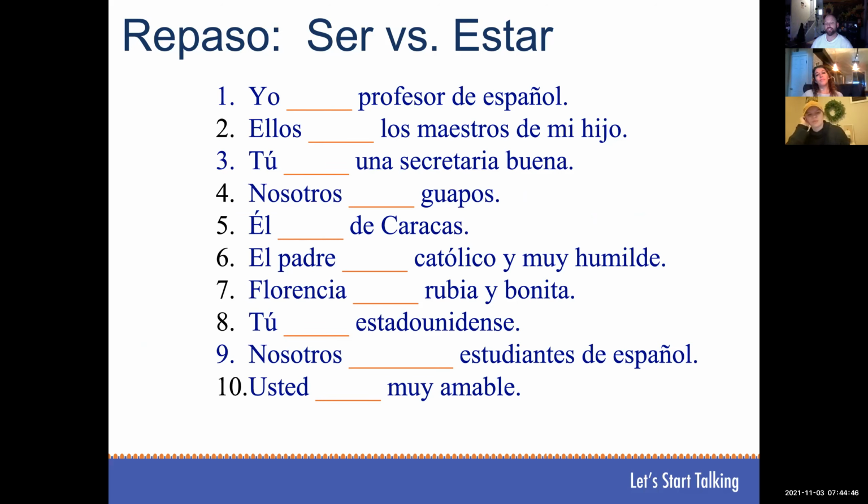So the fun stuff here, you kind of have to choose if it's ser or estar for this activity. Let's start with you, Sky. Yo estoy profesor de español. Yo soy profesor de español.